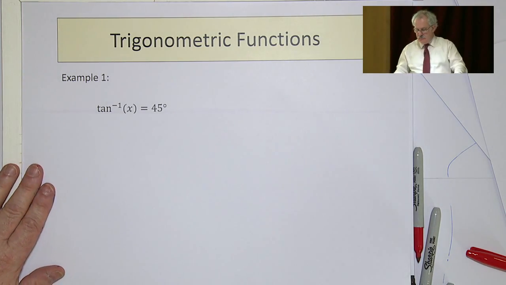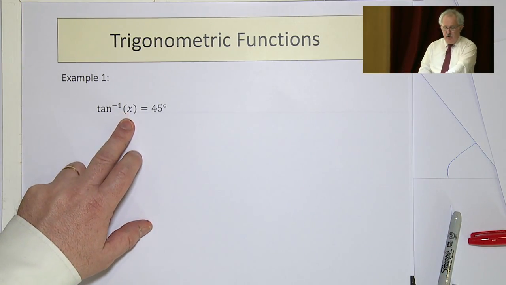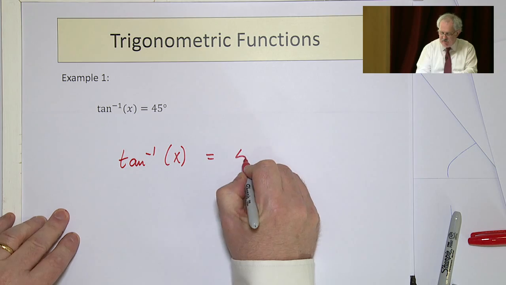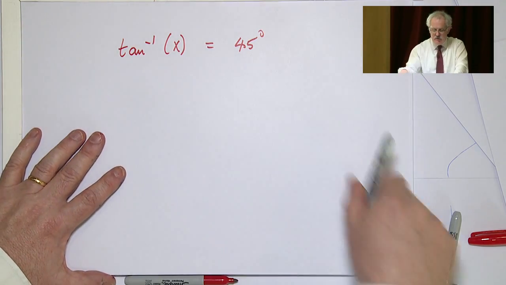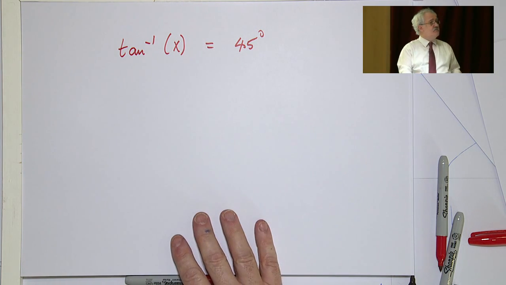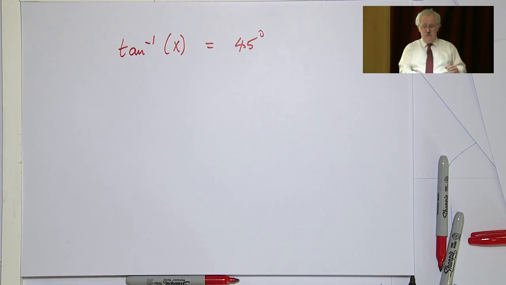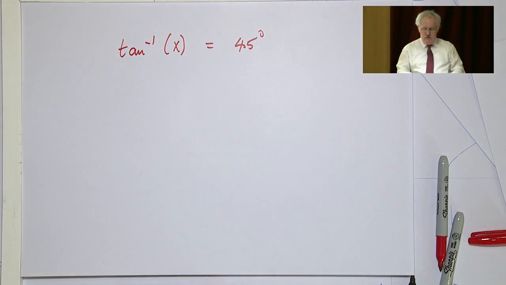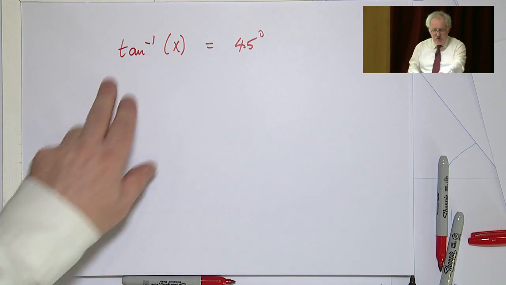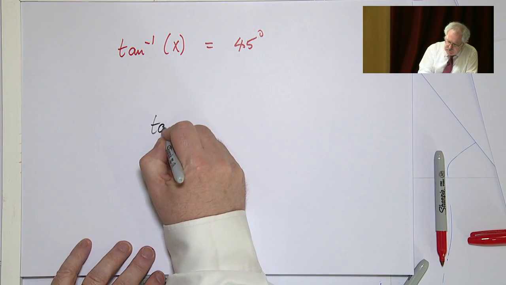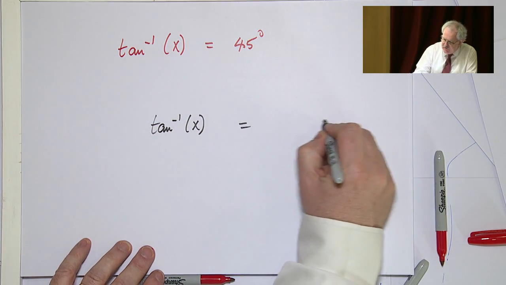Somebody says to you, the tan inverse of x is 45 degrees. What do they want you to find? Always on the left-hand side? x, isn't it? What's x? Do you like this? Generally not. Is that okay? It's a bit of a mess, isn't it? But what's the opposite of tan inverse? Tan. So I don't like this equation, but if I were to rewrite it and say, okay, tan inverse x, we're told, is 45.